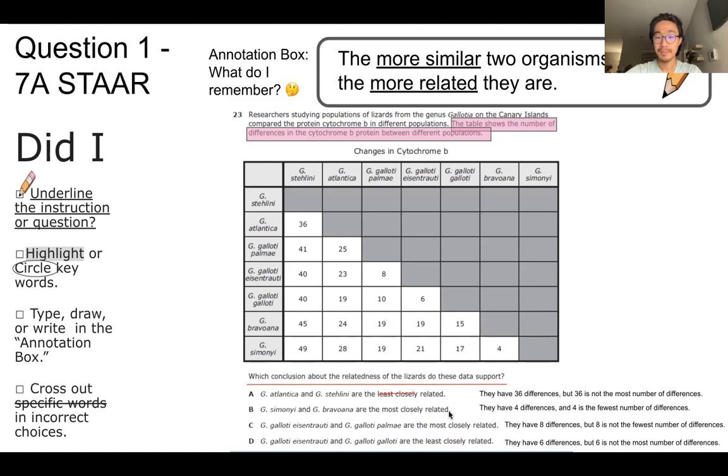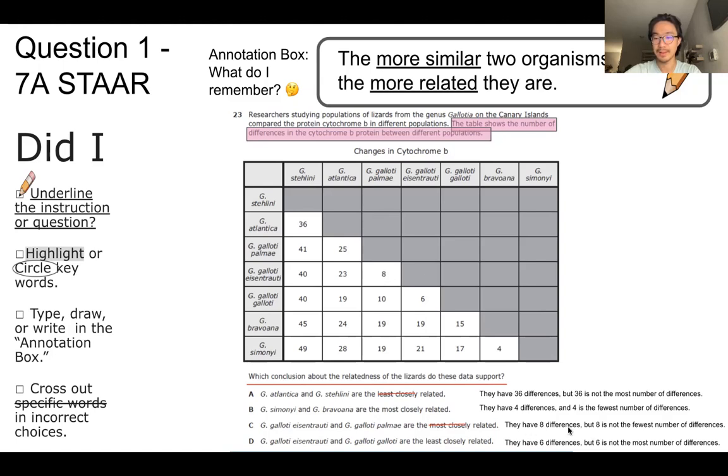Now, are they the most closely related? It seems like they have very few differences. So if they have few differences, it means they're more similar. They might be more related. Now, let's look at G. galoti eisentrauti and G. galoti palmae. So G. galoti eisentrauti is right here, and G. galoti palmae intersects with this one over here. So we see that these 2 species have 8 differences.